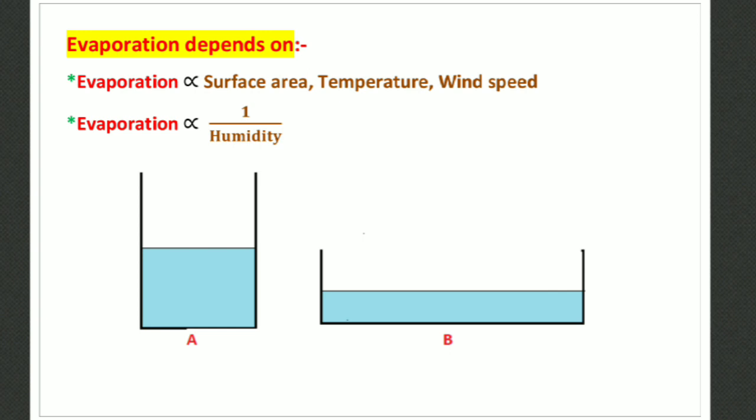Now look at this topic. Evaporation depends on the surface area, temperature, wind speed and humidity. Here look at figure A and figure B. There are two beakers containing the same amount of water, but the shape of the beakers are different.